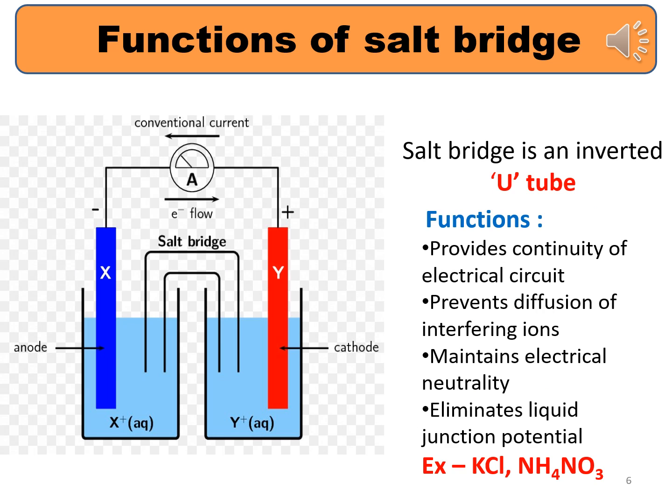What is a salt bridge and why is it used in an electrochemical cell? A salt bridge is an inverted U-tube and it provides continuity of the electrical circuit. It also prevents diffusion of interfering ions, helps to maintain electrical neutrality and eliminates liquid junction potential. Common examples of inert electrolytes used inside the salt bridge are potassium chloride, ammonium nitrate, etc.